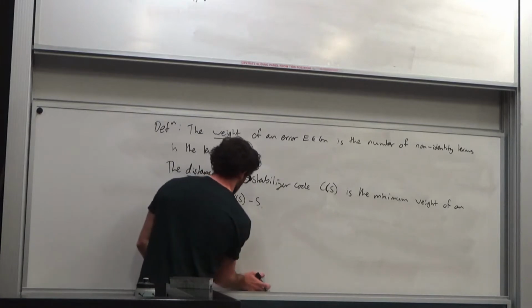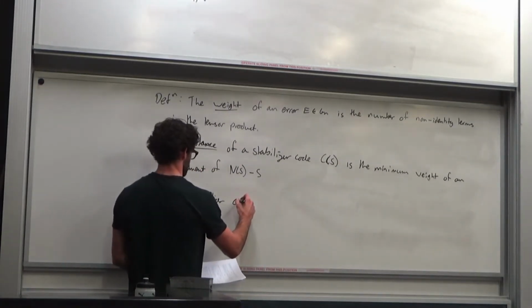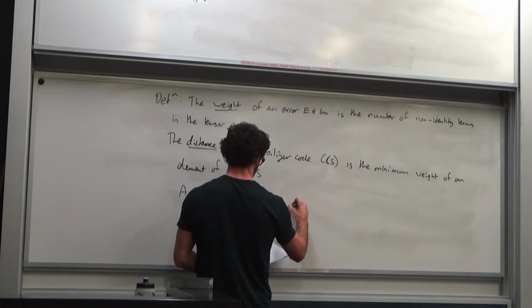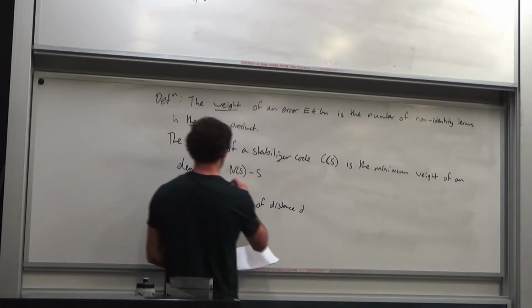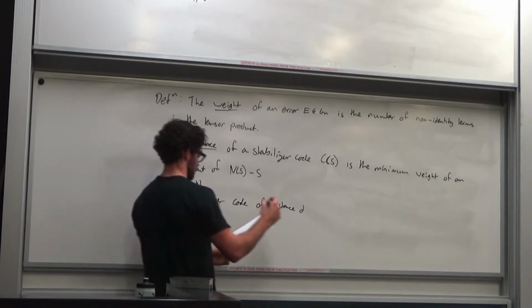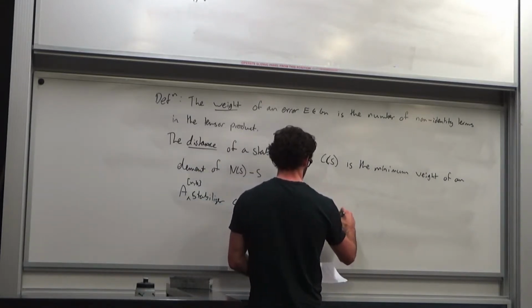So a stabilizer code of distance d is called an [[n,k,d]] code.